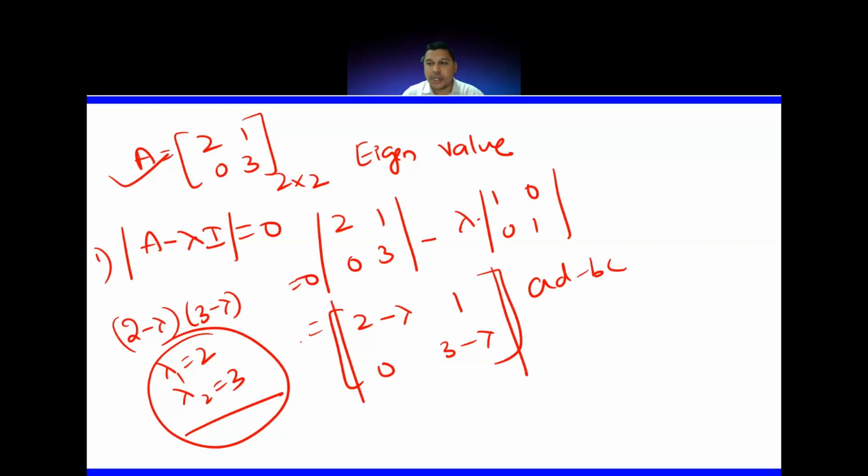Now when you have two eigenvalues, how do we calculate the eigenvector? I am explaining for a 2 by 2 matrix. Slowly we will see for 3 by 3. Now how to find the eigenvector for each eigenvalue? There are two eigenvalues, lambda 1 and lambda 2. For each eigenvalue, we will have one eigenvector. So let us find out what those eigenvectors are.